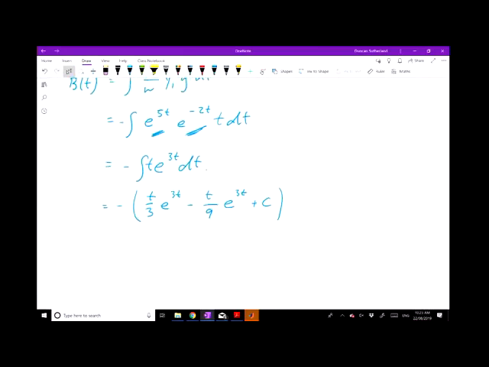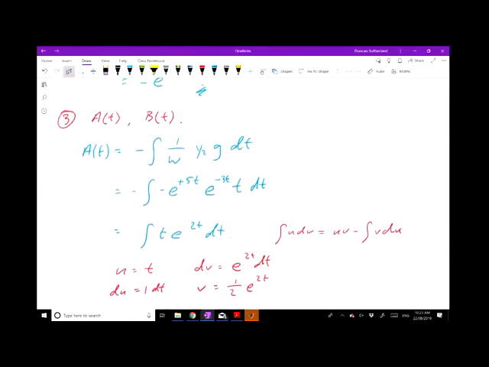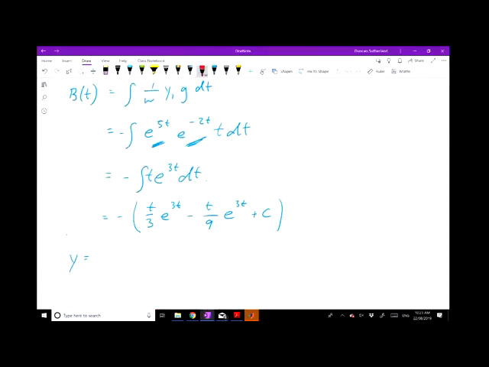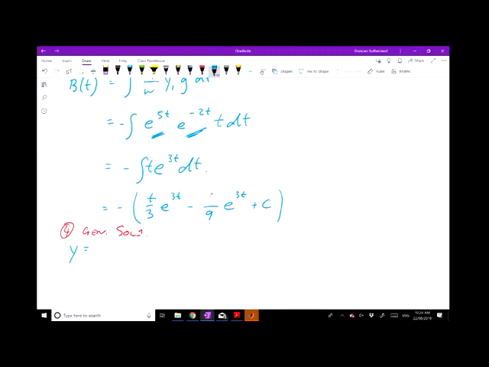So, now we've got all our ingredients. We've found our A, we've found our B, and we know our y1 and y2. So it's just a case of putting it together at the end. So what number step is this? 4. Oh, thank you. Oh, did I copy my pattern wrong? Yes, I did. Thanks.